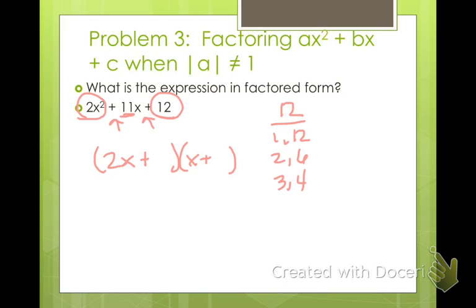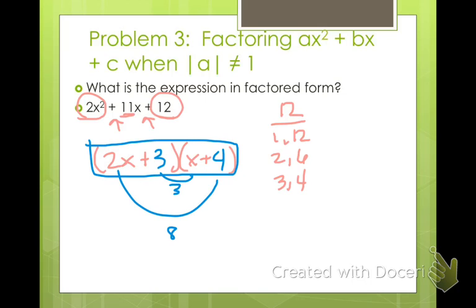So let's just go ahead and try something. I'm going to pick another color. What if we did 3 here and 4 here? This makes 3. This makes 8. 8 plus 3 makes 11. So we got it right on the first try.